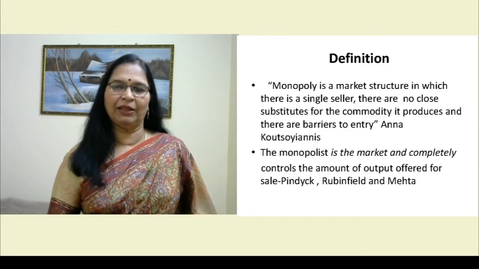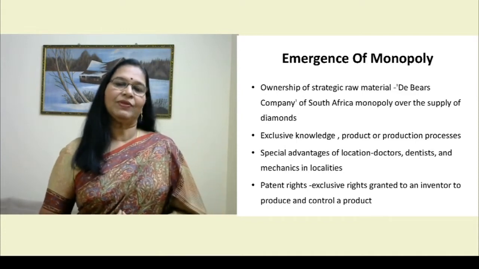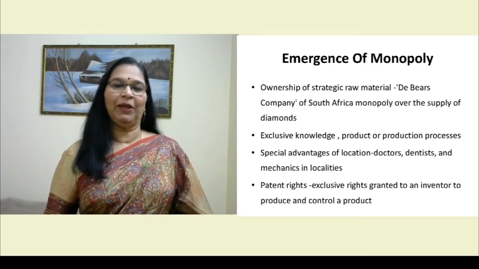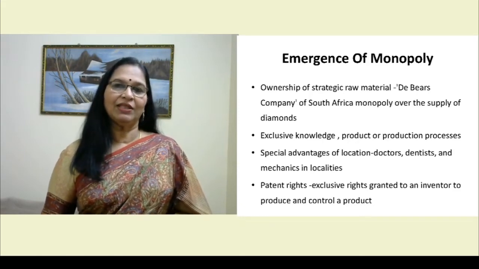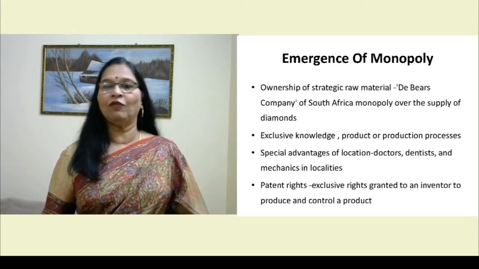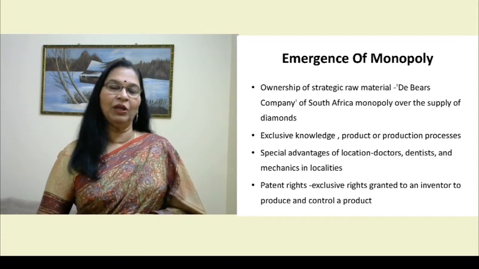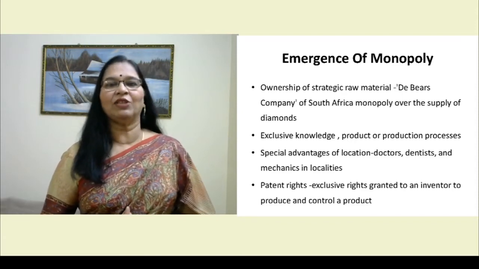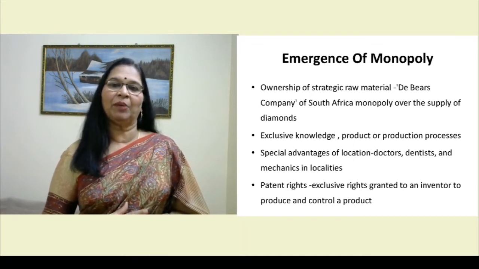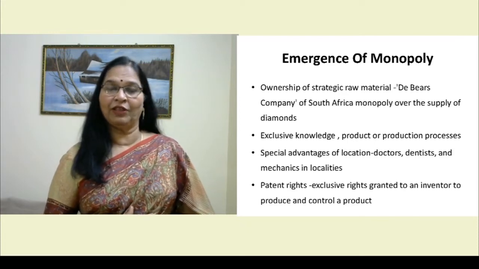Rubinfeld, and Mehta. Now, we need to understand here what gives rise to monopoly. How does a monopoly come into being? One of the reasons that a monopoly comes into being is because of exclusive ownership of the raw material used in the production of that particular good. The example we usually give is of De Beers, a diamond company in South Africa, which has a monopoly over the supply of diamonds.